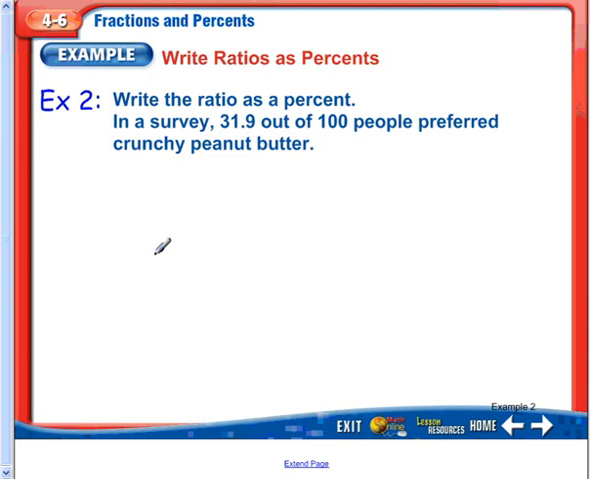In a survey, 31.9 out of 100 people preferred crunchy peanut butter. So as a fraction, the ratio is 31.9 compared to the whole of 100. And since this number is written over 100, I can write it as a percent, 31.9%, because n over 100 equals n percent.